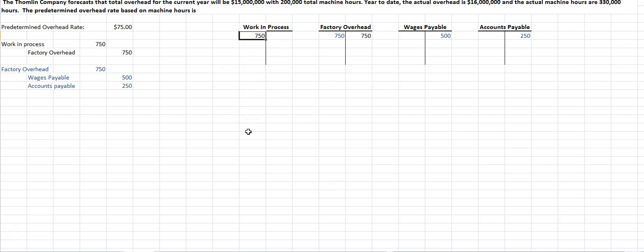So let's say at the end of the year or at the end of the period, you start paying your bills, and these are the actual factory overhead. So wages payable was 500, accounts payable was 250. In this case, we got an exact number, which was perfect, right?